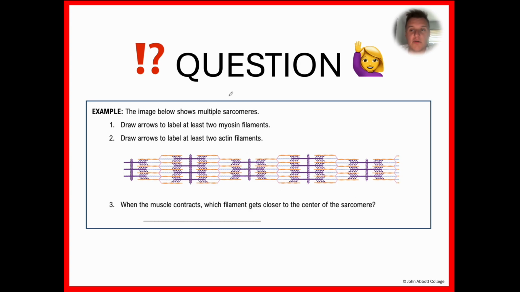So I want you to pause the video here. I want you to draw arrows to label at least 2 myosin filaments, and draw arrows to label at least 2 actin filaments. And then when the muscle contracts, which filament gets closer to the center of the sarcomere? Okay. So you can pause the video and take a crack at this.